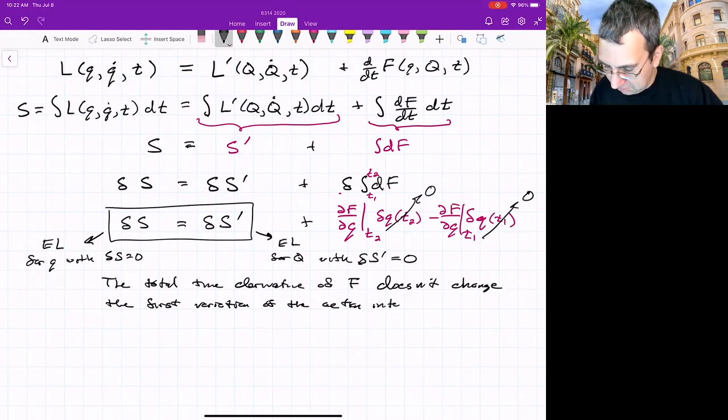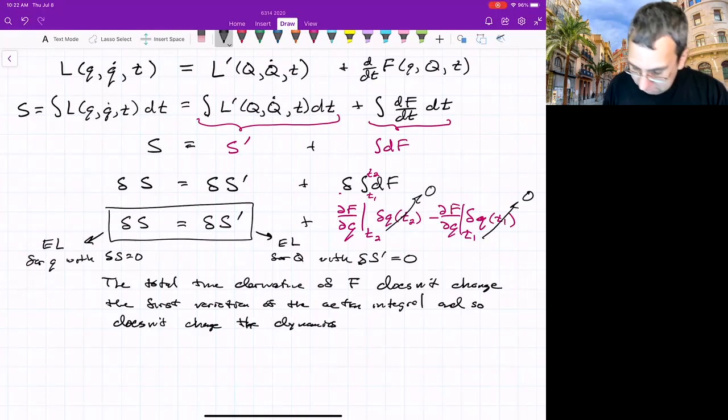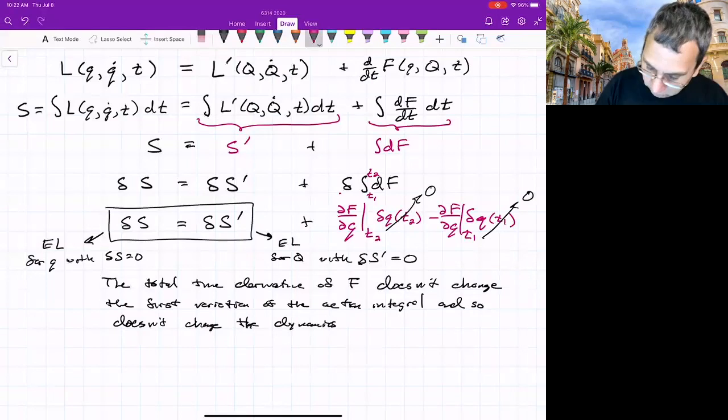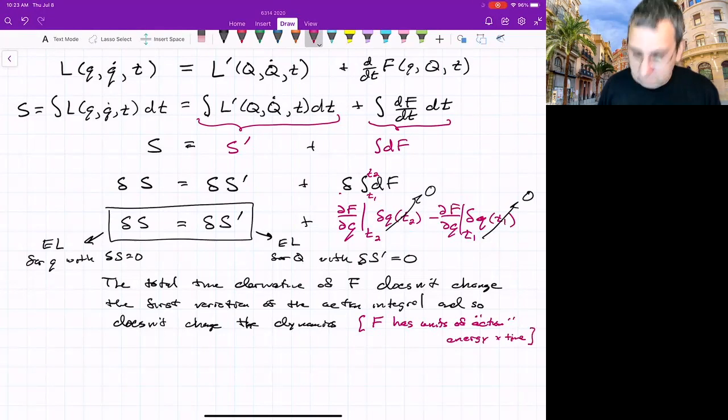That's the action integral. And so it doesn't change the dynamics. You could depict it in two different ways, maybe this little q or big Q, but it doesn't change what the dynamics really are. And it's just worth noting F has units of action, and the action integral, which is energy times time. That's just something to note. All right.